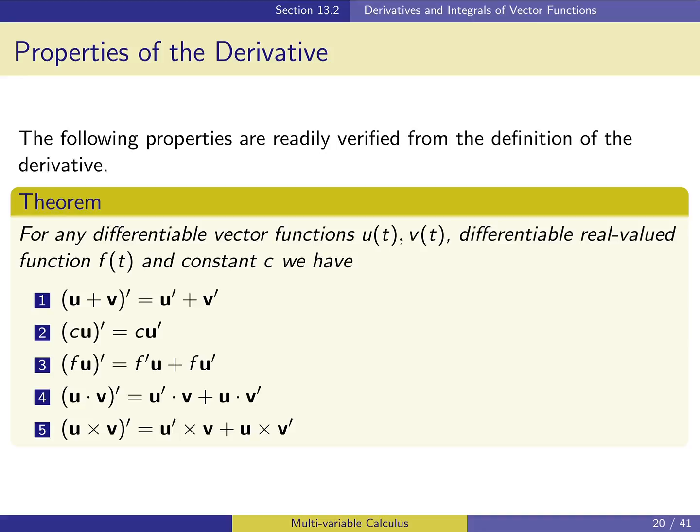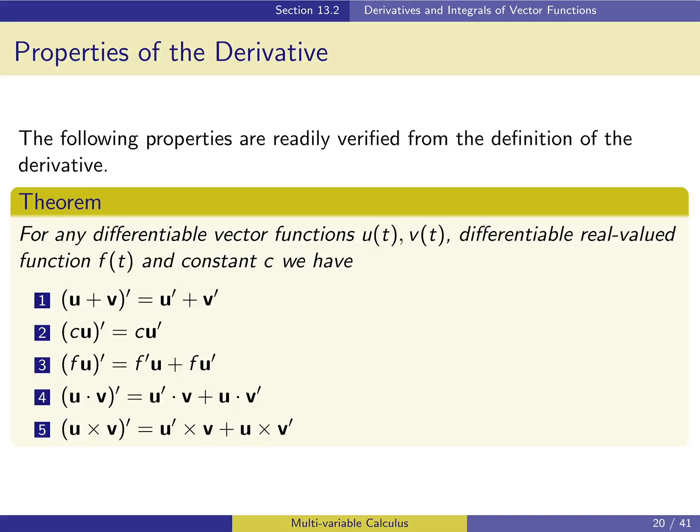Now that we've seen how the derivative is defined, and that in fact it just breaks down into real valued derivatives on each component, it should be no surprise to us that some of the same properties and rules that we have for limits of single variable functions also apply to vector functions. So here are a few of them. We have a sum rule, which says that the derivative of the sum of two functions, u and v, is equal to the sum of their derivatives.